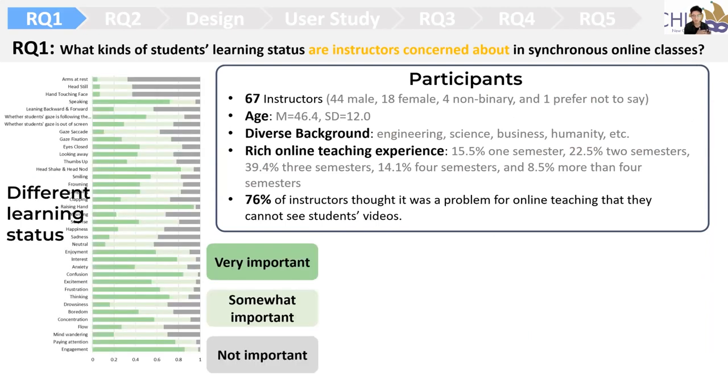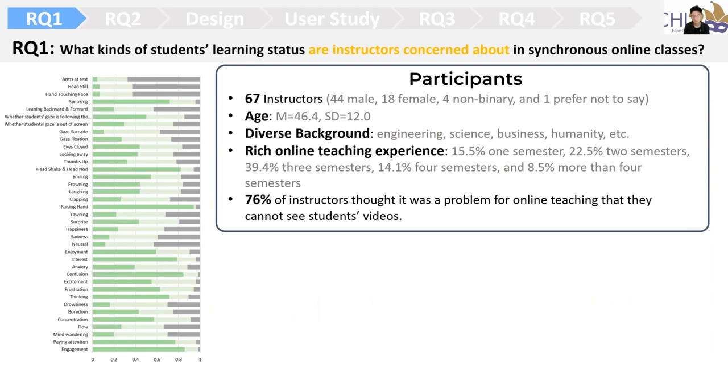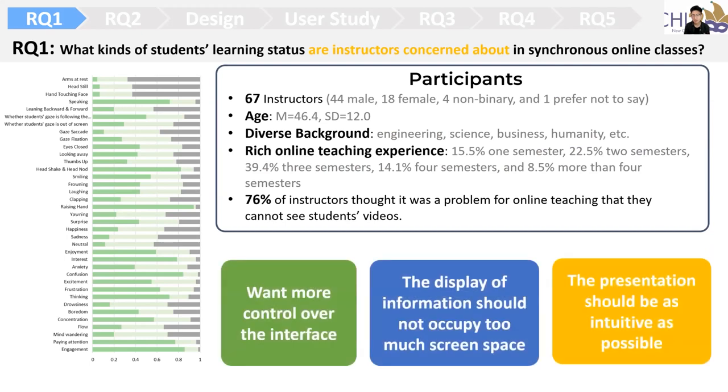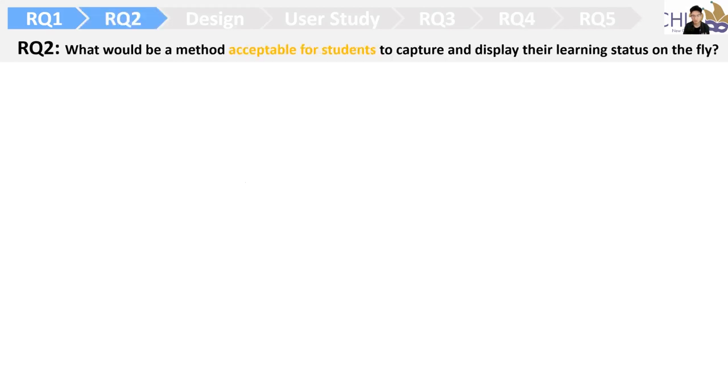For their preference of student learning status, we can find that for each learning state or behavior, there are some instructors finding it important and some perceiving it not important. Therefore, there exists individual preference. And from their feedback, we also conclude three requirements, including adaptability, space saving, and low burden.